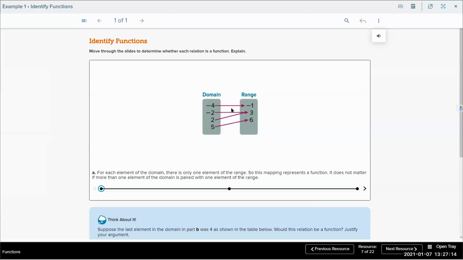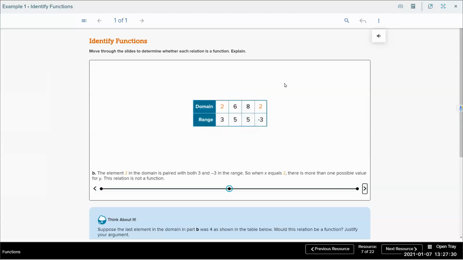Okay. Don't let the fact that this guy happens to be a partner of 2 different people over here matter. Everybody in the domain has only one number assigned to it in the range. That's what matters. This is definitely a function.